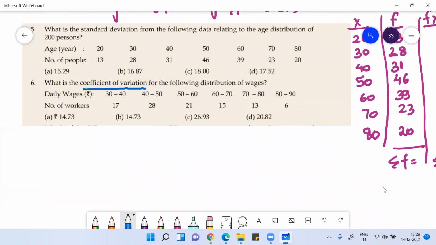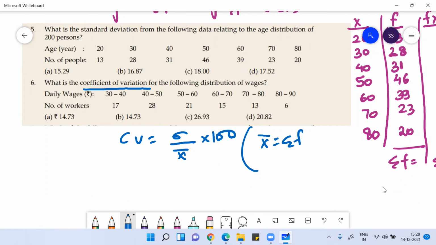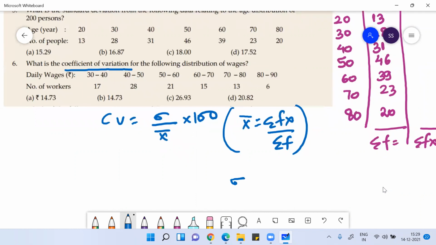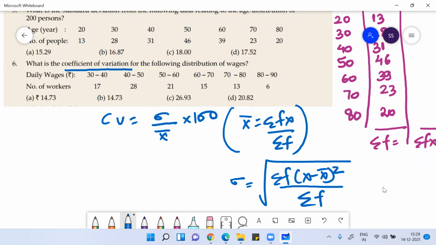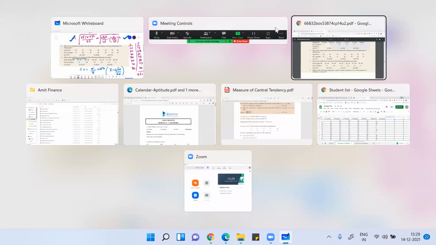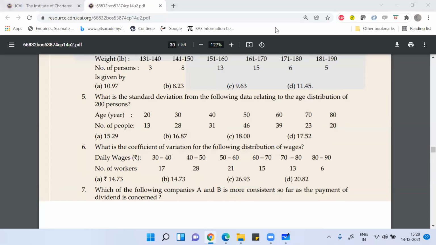Then similarly for the sixth one, how will you do it? Sixth one, coefficient of variation. The coefficient of variation formula is standard deviation by mean into 100. If I give you class interval and frequency, how will you find the mean? Sum of fx by sum of f. How will you find the standard deviation? The standard deviation formula is the square root of sum of f into x minus x bar whole square by sum of f. You know this, right? So if you find standard deviation and then standard deviation by mean into 100, you'll get the answer. Clear, everyone? Do this question number 5 and 6.